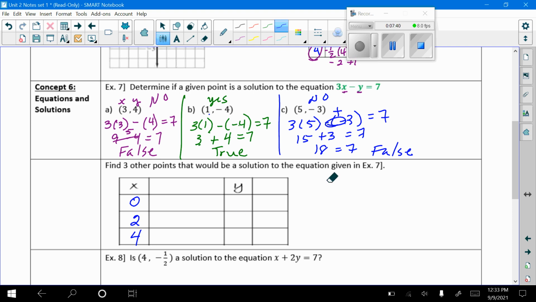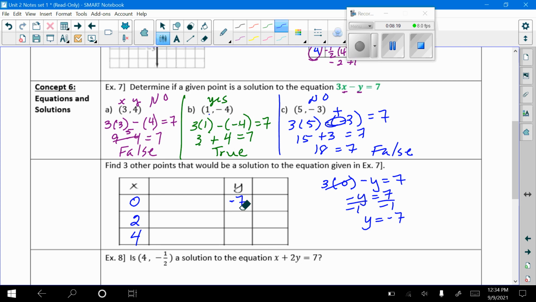Okay, so if I plug it in for x, I'm going to say 3 times 0 times 0 minus y equals 7. Well, 3 times 0 is 0, so negative y equals 7. So I could actually say divide by -1, divide by -1, y is equal to -7. So I could tell you that this point, 0, -7, is on that line.